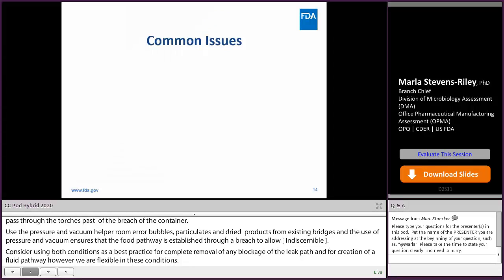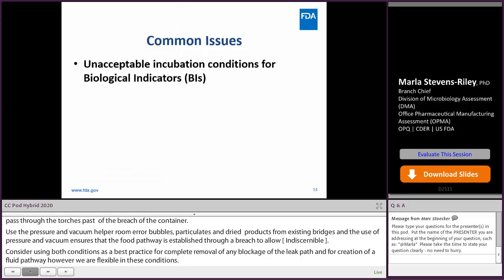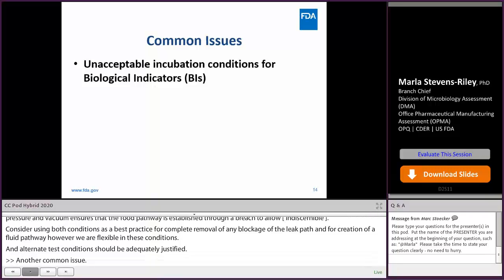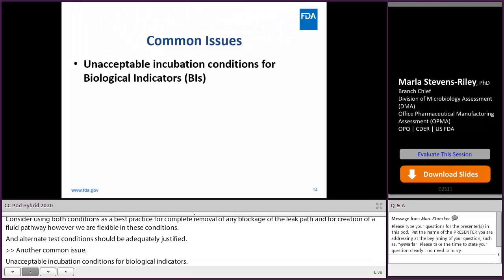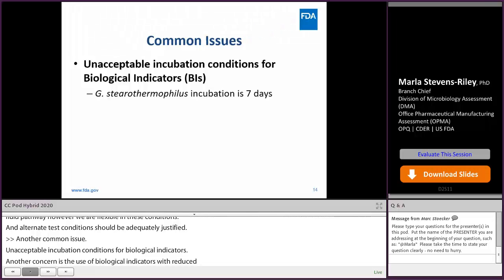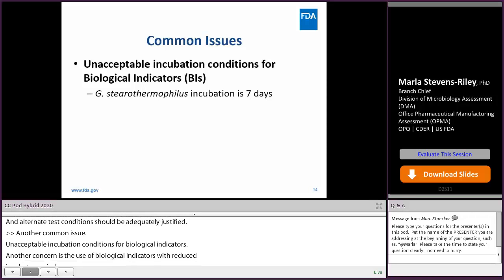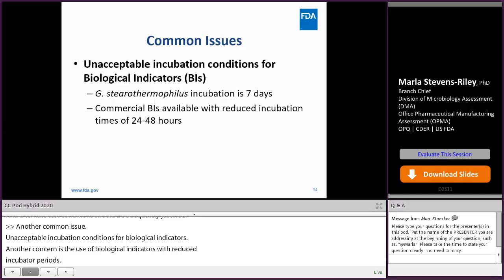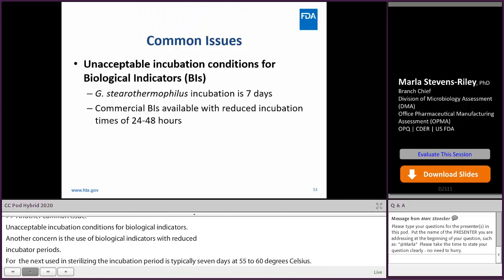Another common issue: unacceptable incubation conditions for biological indicators. Another concern is the use of biological indicators with reduced incubation periods. For Geobacillus stearothermophilus used in moist heat sterilization, the incubation period is typically 7 days at 55 to 60 degrees Celsius. However, commercial BIs of this organism are available with 24-48 hour incubation periods.